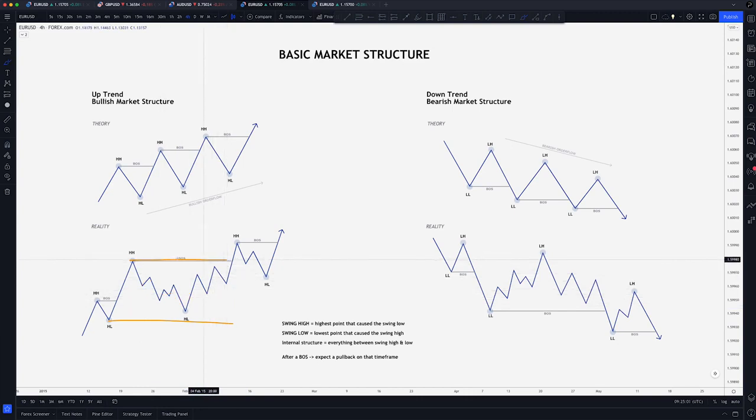Now, when price finally breaks out through that high to form that higher high and we get that break of structure, we want to look back and know where our new swing low is. Some people would say this is their swing low. Some people would say this is their swing low. But the way we're going to do it, nice and mechanical, is that a swing low is the lowest point that caused the swing high. So when we see this new high being formed, our swing low is the lowest point that caused the high, which in this case, as I've already marked, is the swing low.